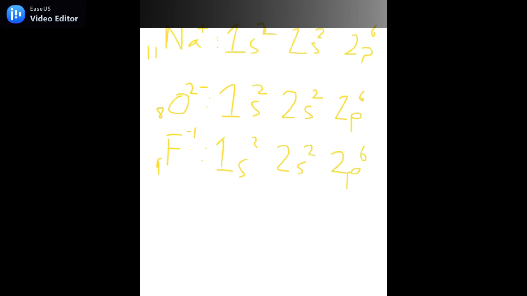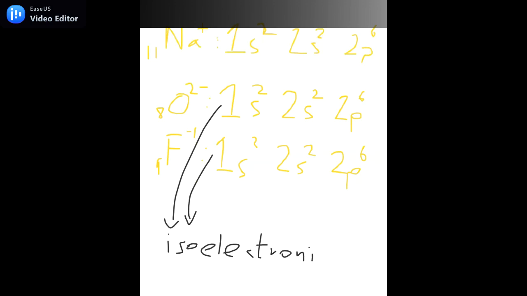Now over here, as these are 2 anions, that is negative ions, and have the same configuration, they are called isoelectronic anions.